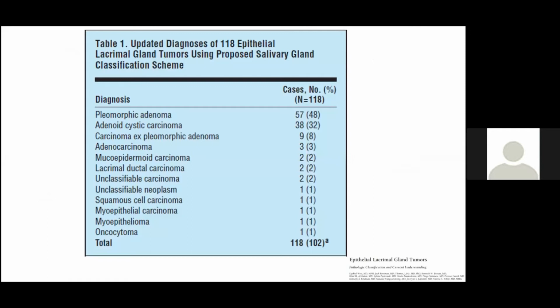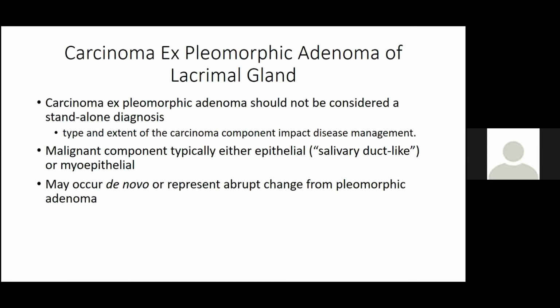There are a lot of different types of carcinomas and adenomas of the lacrimal glands out there. And carcinoma ex pleomorphic adenoma should not be considered a standalone diagnosis because the type and the extent of the carcinoma component impact disease management. The malignant component is typically either epithelial or myoepithelial, and the most common epithelial component is salivary duct-like epithelial carcinoma. And then they can occur de novo or represent an abrupt change from a pleomorphic adenoma.